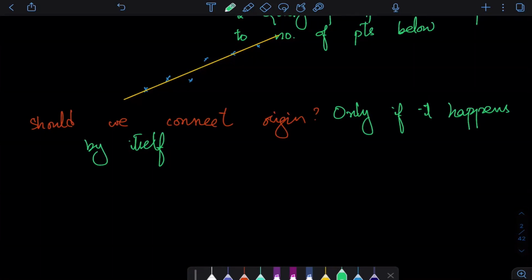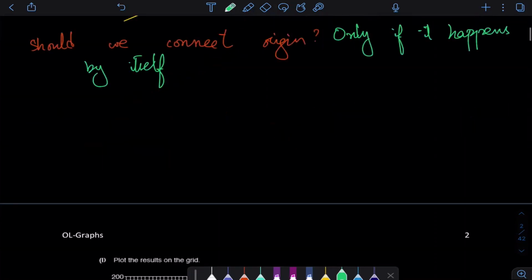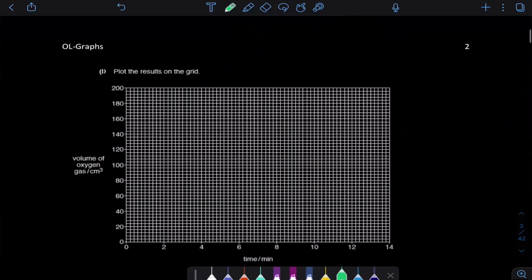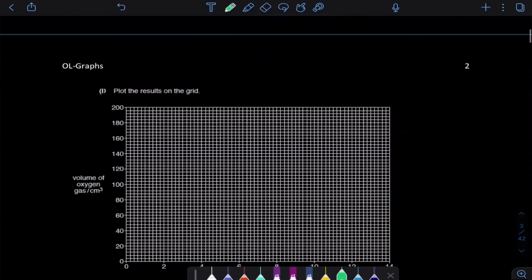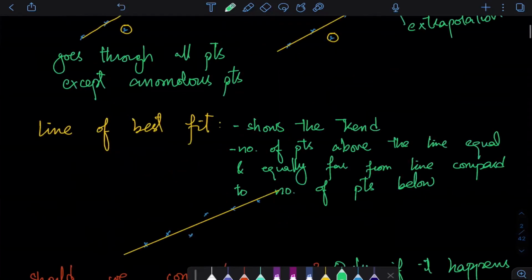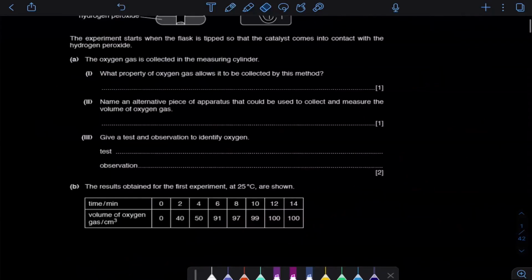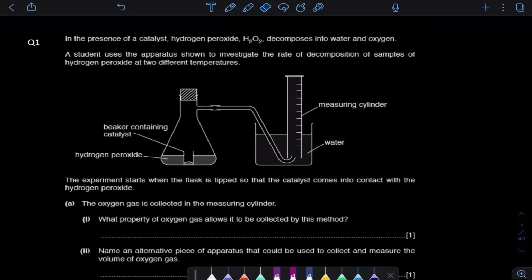Okay, so I think these are good ideas, good points to remember when it comes to graphs. Let's get down to it. Let's do the questions. So we'll start with this question. In the presence of catalyst, hydrogen peroxide decomposes into water and oxygen. A student uses the apparatus below to investigate the rate of decomposition.